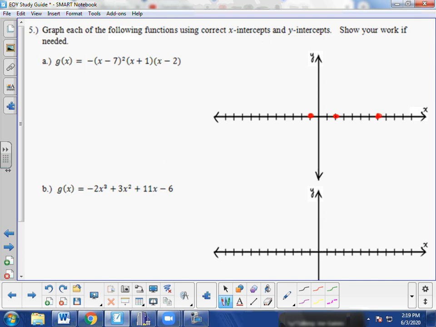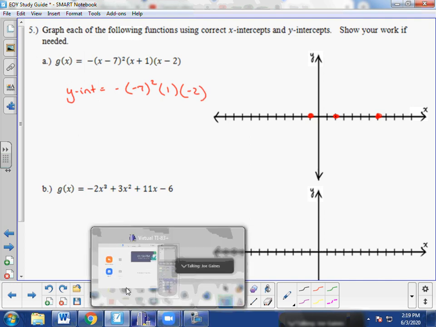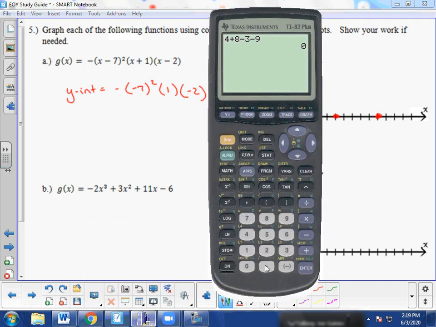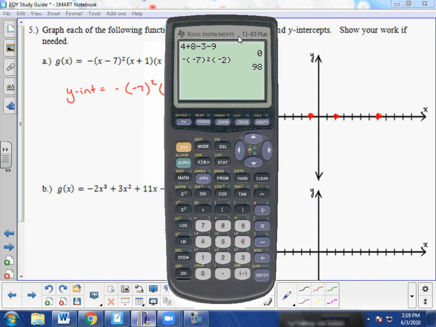To find my y-intercept, basically y-intercepts occur where all the x's are going to be 0. So it occurs on the y-axis, and any location on the y-axis, x is 0. So what that would give me is 0 minus 7, which is negative 7 squared, times 1 times negative 2, putting in zeros for all the x's, or basically eliminating the x's. So if I do that here in my calculator, don't necessarily have to, but I'm not going to multiply by 1 because that's not going to change anything. This would give me a y-intercept of 98. So let's go ahead and just put this y-intercept of 98 down.